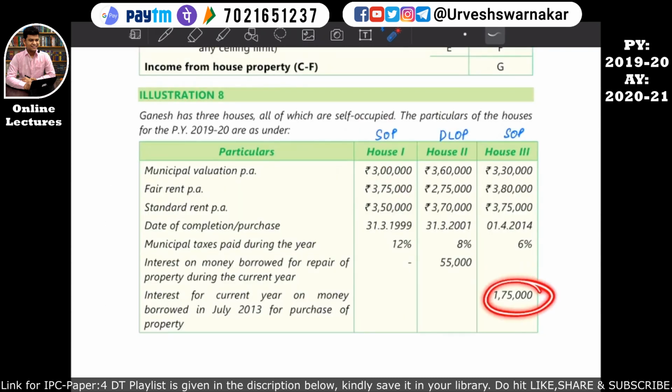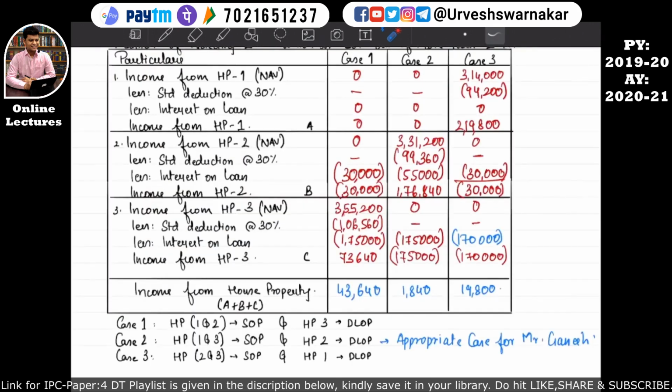That's why the entire interest will be allowed irrespectively. We don't need to see whether it will be allowed or not. I hope this is quite clear. This was quite a tricky sum, okay.